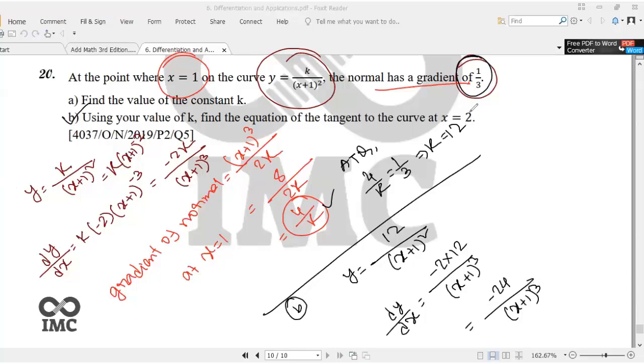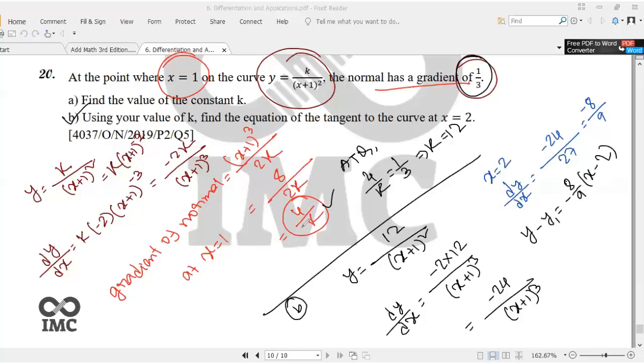When x equal to 2, then dy/dx will be minus 24 by 2 plus 1. 2 plus 1 is 3, 3 cube. 3 cube is 27. If you reduce this fraction, it will be 3 eights are 24, 3 nines are 27. Now we need to find out the equation of the tangent. So we know that y minus y1 equal to the gradient, minus 8 by 9 into (x minus x1). What is x1? 2. Done.